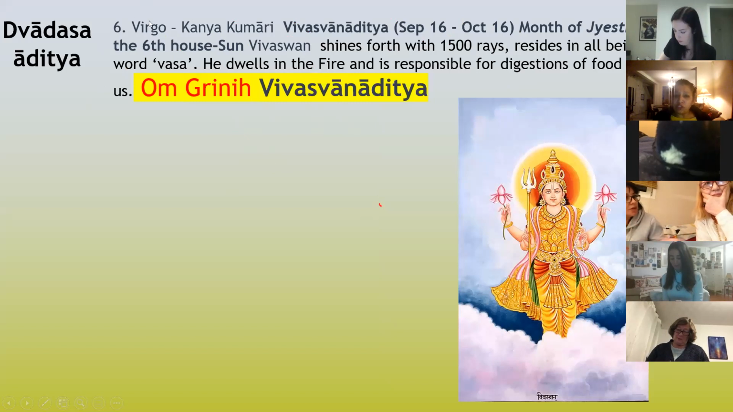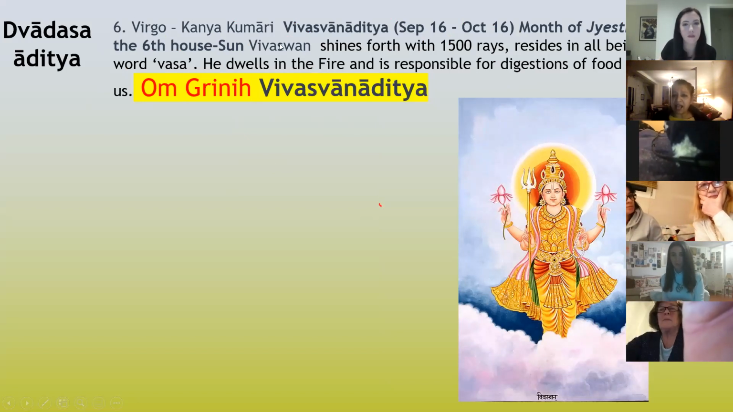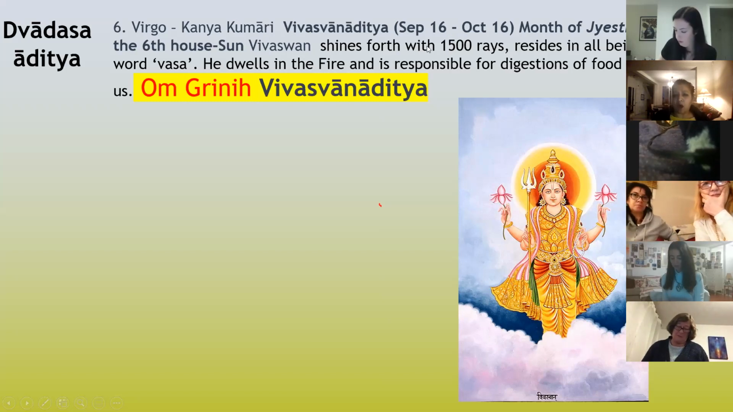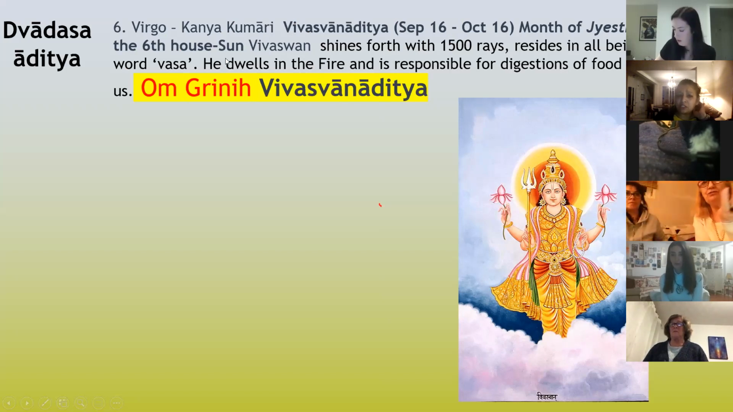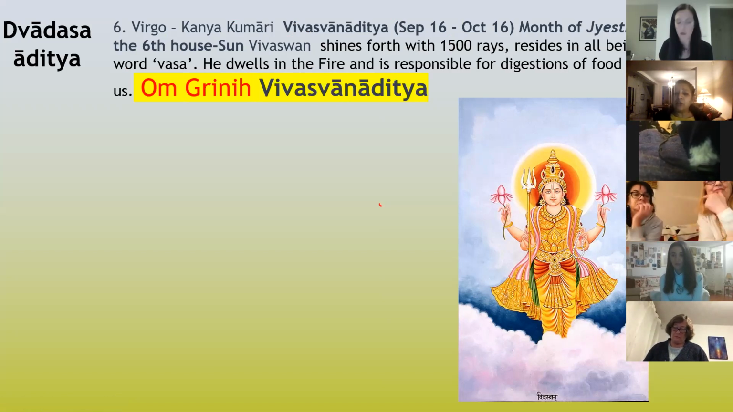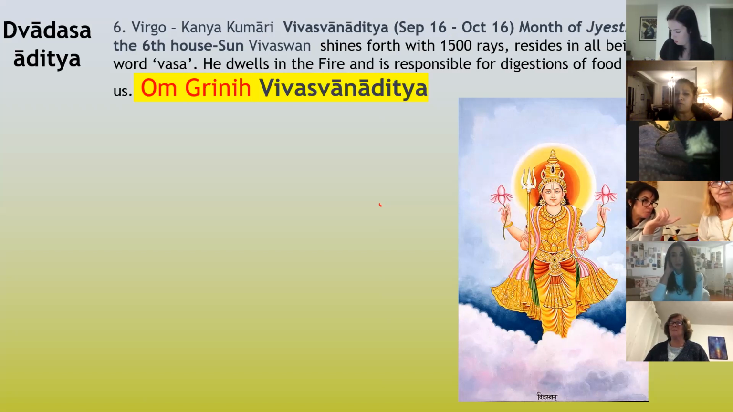Then we come to Virgo, which is Kanya, also called Kumari, and the Aditya is Vivaswan, from September 16 to October 16, which is in the month of Jyeshtha. It also has the energies of the sixth house. If you have sun placement in the sixth house, then you have the energy of Vivaswan. The name Vivaswan comes from Vasa, which is like residence. He resides in all beings and dwells in the fire and is responsible for digestion of food in all of us.